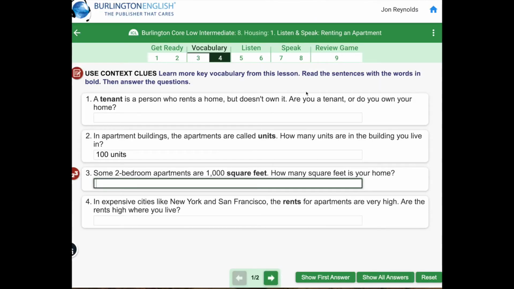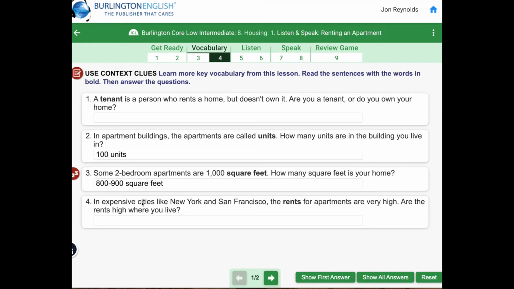So again, in your situation, how many square feet do you think maybe your house is? Or your home? Well, in my case, my house is pretty small. I would probably say that my particular house is probably around 800 to 900 square feet. So my house is actually pretty small.